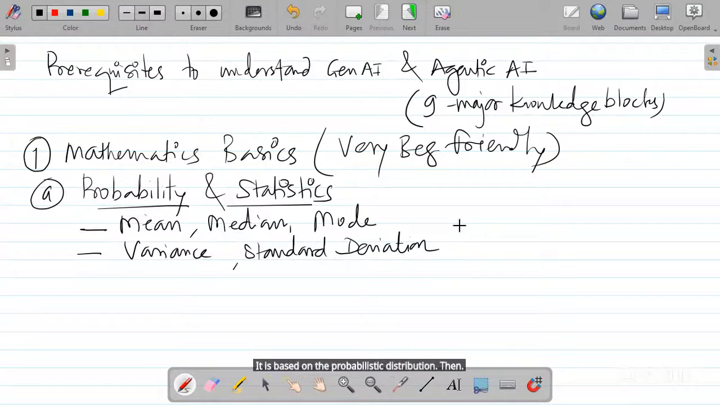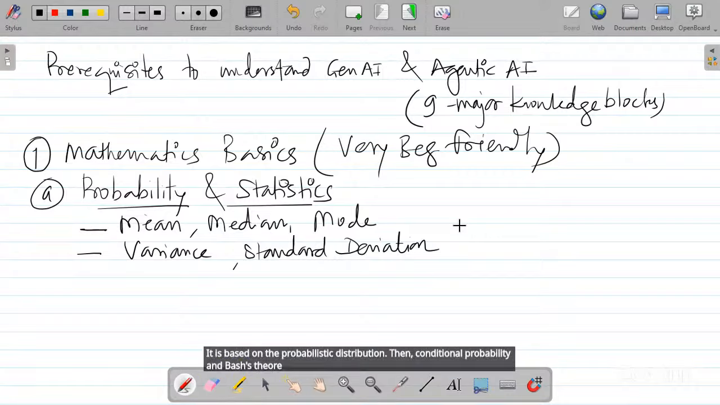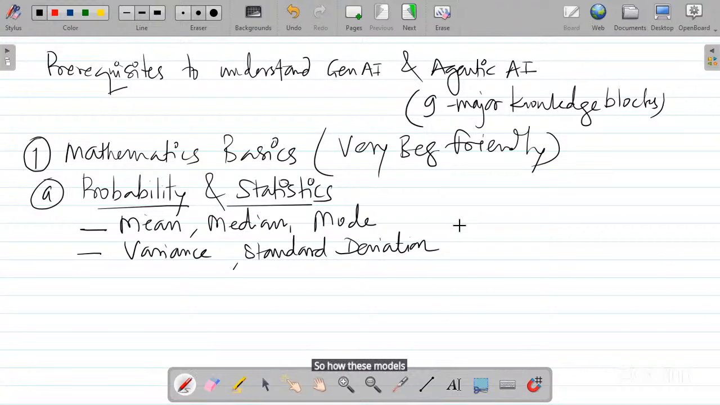Then conditional probability and Bayes theorem. I hope everyone is very clear with this word, Bayes theorem. So how these models are updating their beliefs, which is based on the new information.